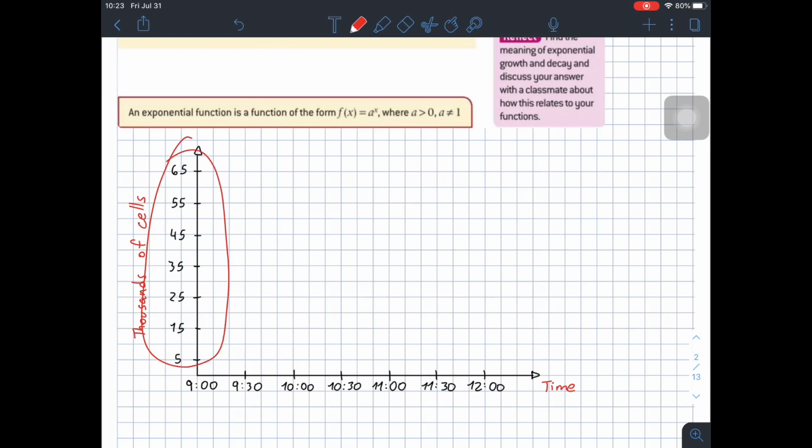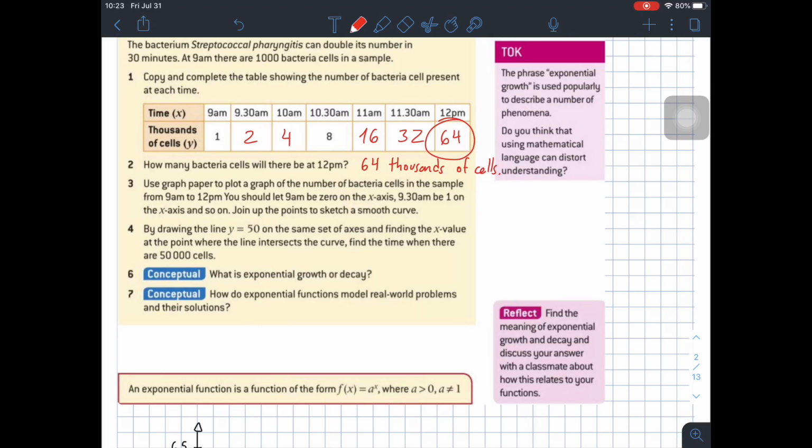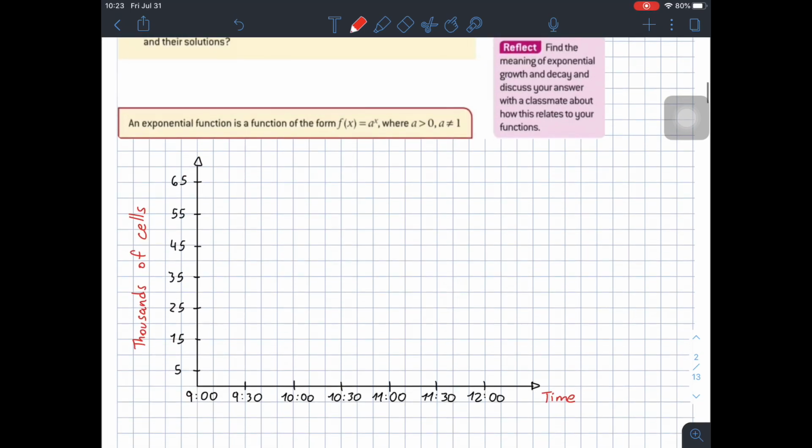And for the y-axis, which is 1,000 cells, so the x-axis is time, the y-axis is 1,000 cells, I went up to 65 because I know that the maximum amount I would get for 12 p.m. is 64. So I did my graph going 5 to 5 until I got to 65.